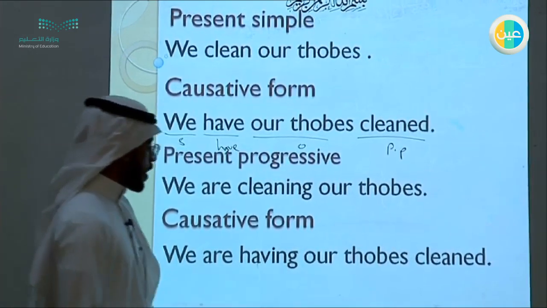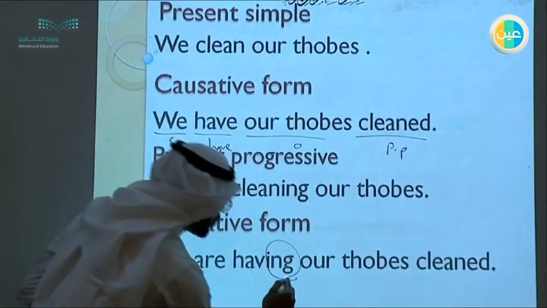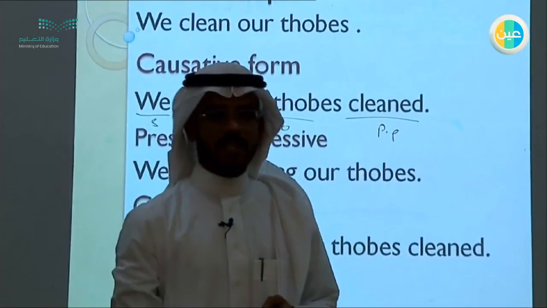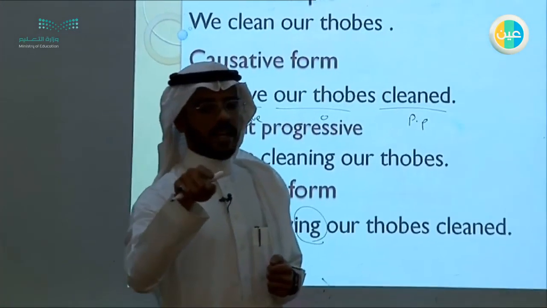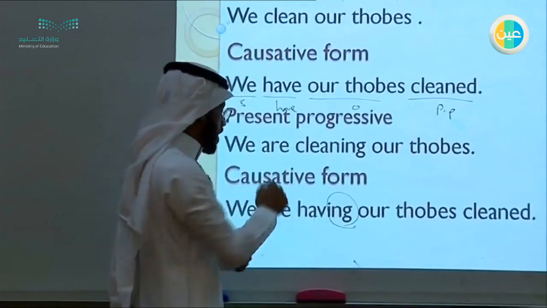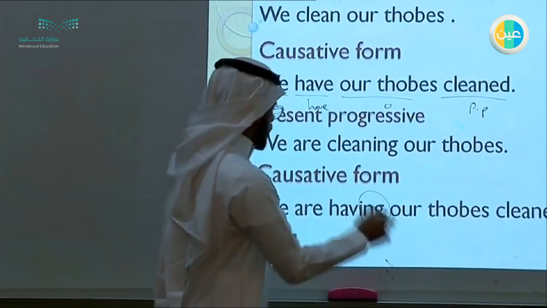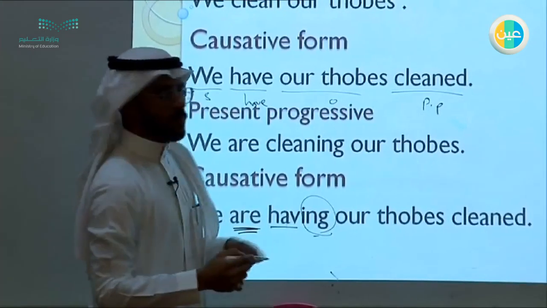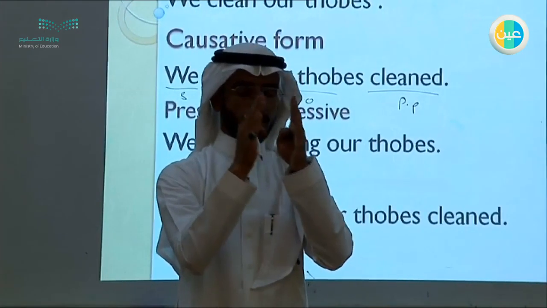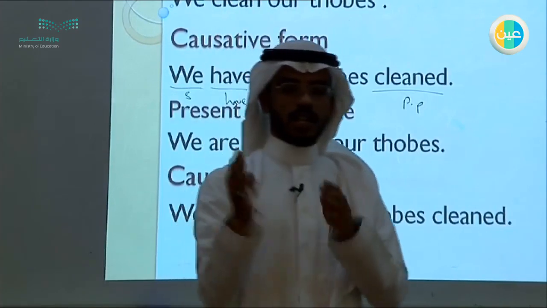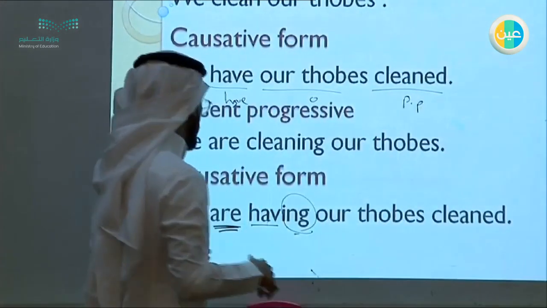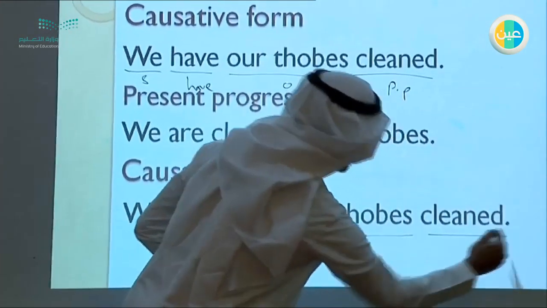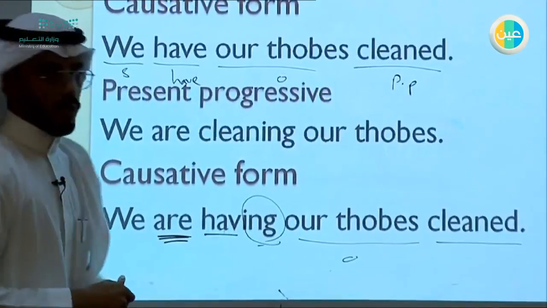We are having. Now the verb have, we add ing to the verb. Why? Because in present progressive, you must add ing to the verb. Before you add ing, we have the verb to be: am, is or are. We are having, this is the object, our thobes cleaned. We are having our thobes cleaned.